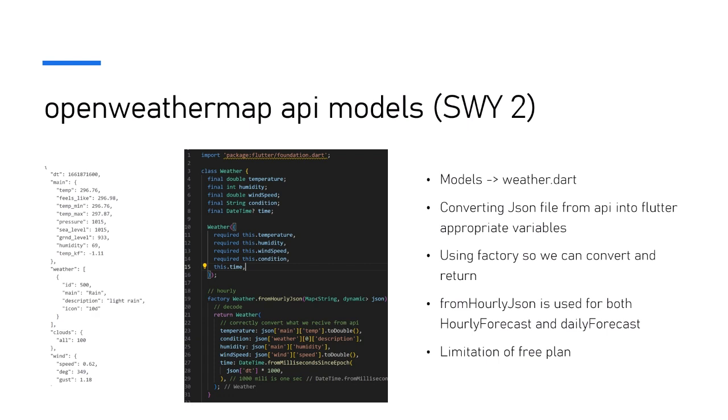I used a factory to convert and return the data, and the Weather.fromHourlyJson will be used for both the hourly forecast and the daily forecast because there was a limitation of the free plan for the OpenWeatherMap API. So I had to use this format for both hourly and daily forecast.